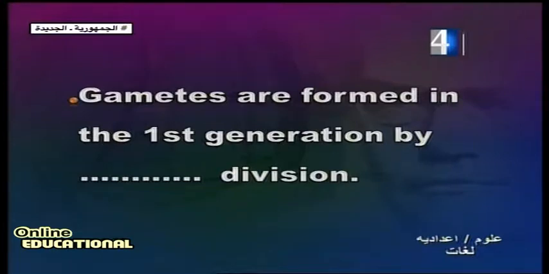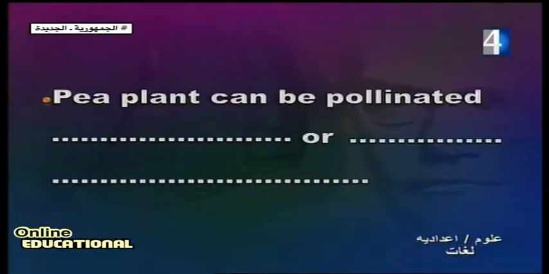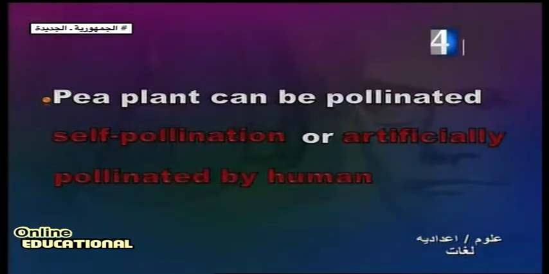Gametes are formed in the first generation by meiosis division. Mendel used the pea plant because its life cycle is short. The pea plant can be pollinated by self-pollination or artificially pollinated by humans.